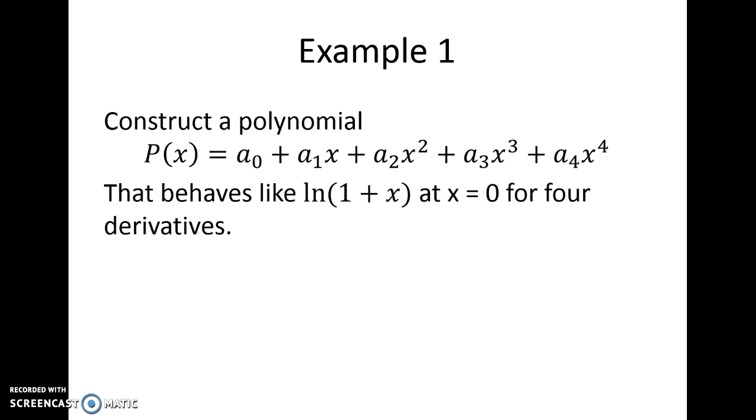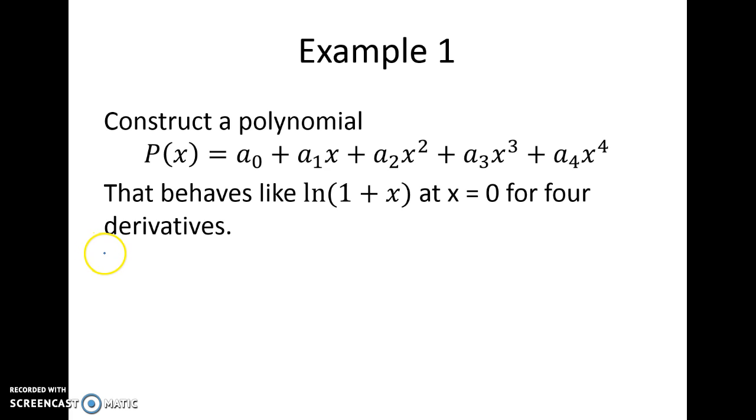So we're going to start by doing this with an example. We're not going to give you the formula until you've already tried it a little bit. So our plan for this example is we want to make a fourth degree polynomial that behaves like natural log of 1 plus x. And we're going to center it at x equals 0, so we want it to behave like that function at x equals 0, and we'd like it to behave like that function for 4 derivatives.